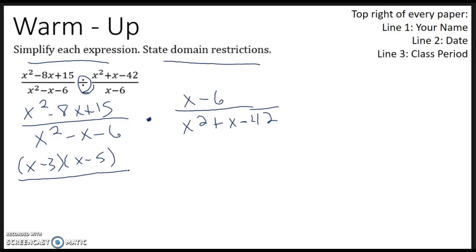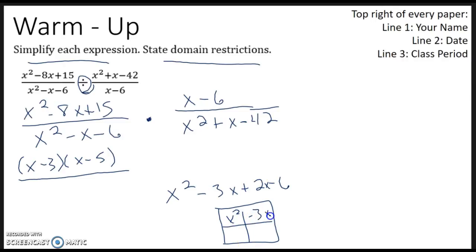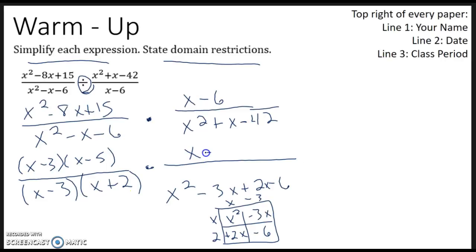Now for this denominator, I need to multiply to negative 6 and add to negative 1. The only way I'm going to get that is with 2 and 3. 3 is going to be negative and 2 is going to be positive. So if I did my pants, I got x squared minus 3x plus 2x minus 6, right? Box it real quick. I got x minus 3, x plus 2. Right? And that's multiplied by this whole thing over here. That numerator I can't do anything with, so he's cool.